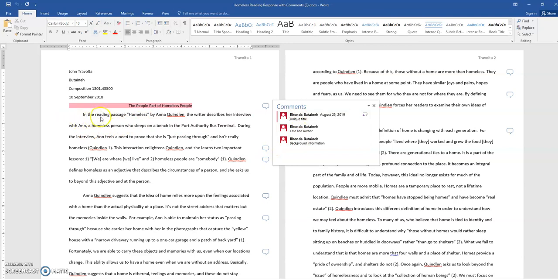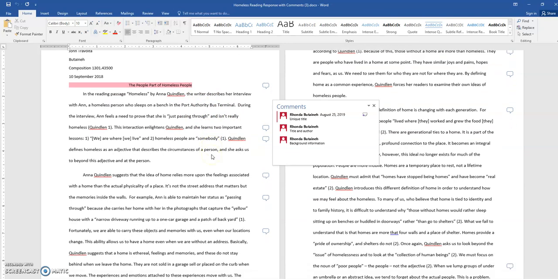And here's what it says. It says, in the reading passage, Homeless by Anna Quindlen, the writer describes her interview with Anne, a homeless person who sleeps on a bench in the Port Authority bus terminal. Okay, and so that's kind of setting the stage. This is what's going on, and this is what I'm going to talk about.